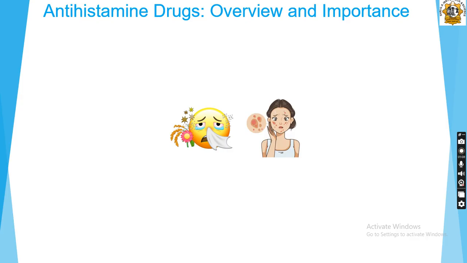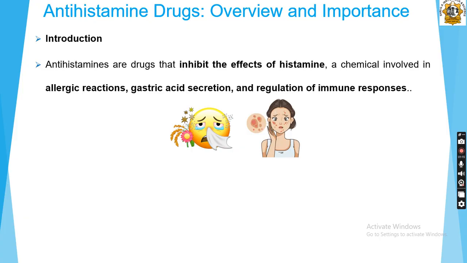You might have seen these kinds of pictures, like sneezing, coughing, allergic kinds of things. Antihistaminic drugs are drugs that inhibit the effect of histamine. And histamine is related to allergic reaction, gastric acid secretion, and regulation of immune responses. These are the important functions of histamine, mostly allergic reaction and gastric acid secretion.